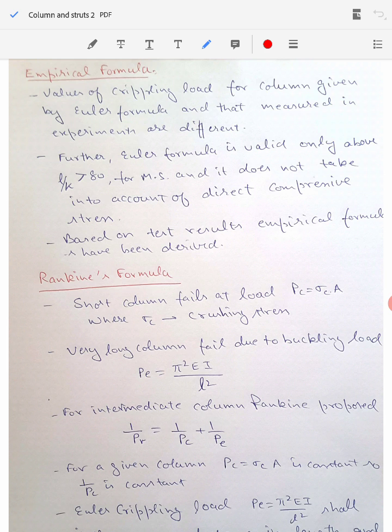Furthermore, we find that Euler's formula is valid only for very long columns, or columns having slenderness ratio greater than 80, particularly for mild steel. Based on these test results, certain empirical formulas have been derived, and there are plenty of them. We are not going to discuss all of them, but the one which is very important, Rankine's formula, we are going to discuss today.